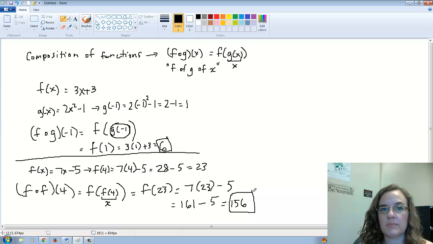So that's how these compositions work, this is the first video for the composition function. I'm going to do another video where everything stays with the x in it.